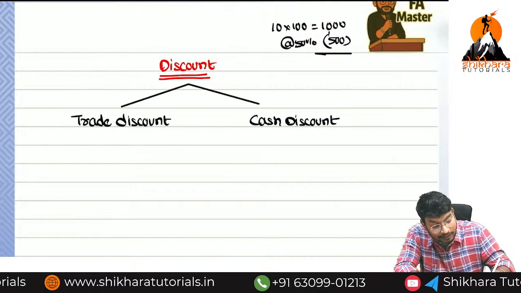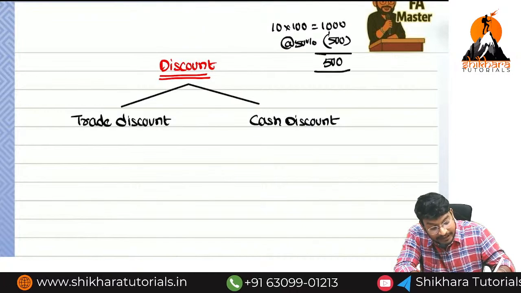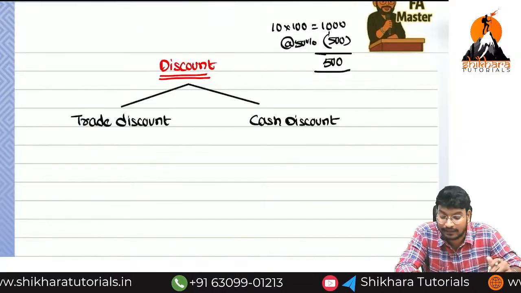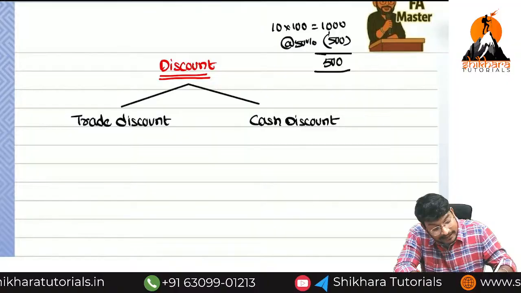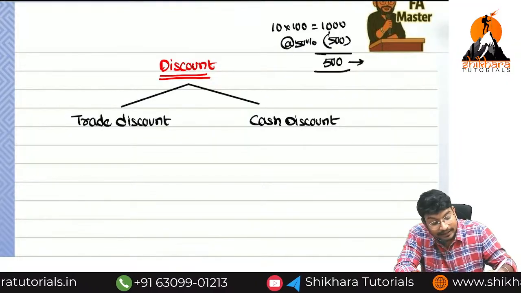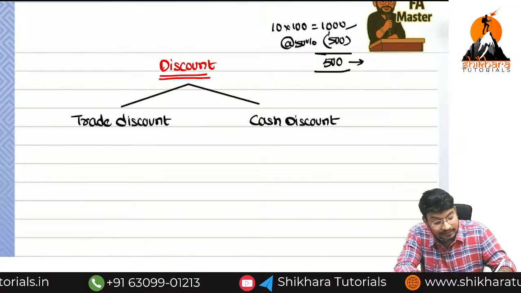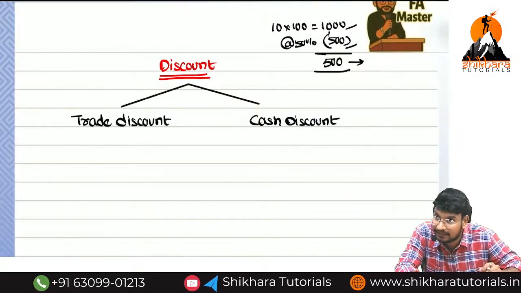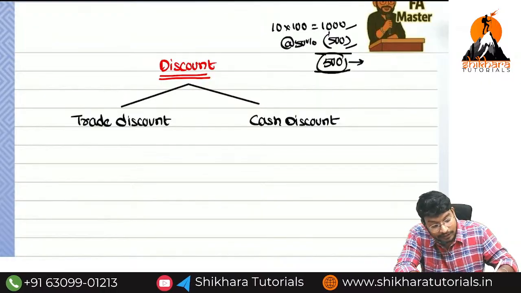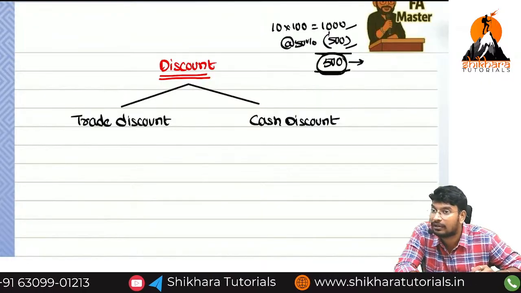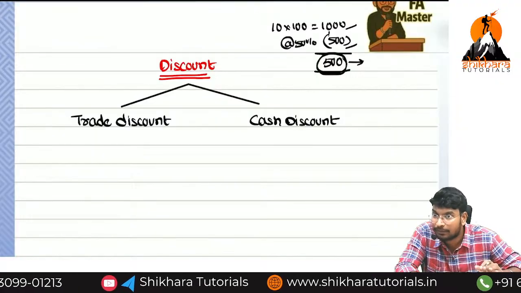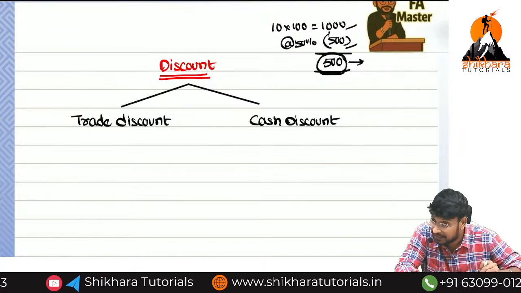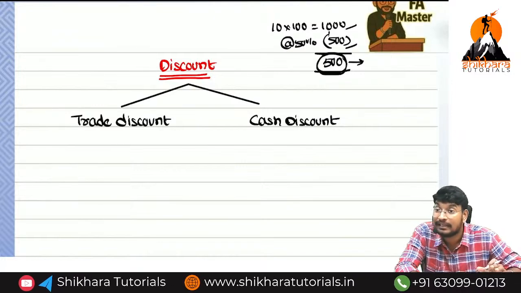Now we need to pay only 500, or do we need to pay 1000 rupees? We need to pay only 500. That means we can directly record this amount. What do we need to write? 1000 rupees minus trade discount, and 500 rupees is what we should write. So directly we can record 500 rupees in our books of accounts. Are you getting the point? Because ultimately, how much amount have we paid? Ultimately we have paid only 500 rupees at the time of transaction.